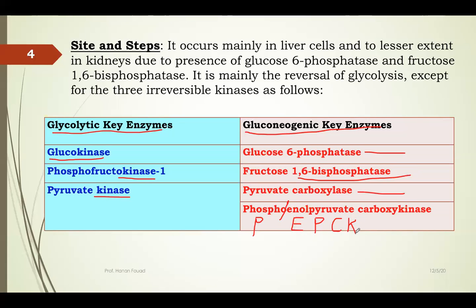PEPCK. Phospho means phosphoric acid. En means double bond. All means hydroxyl. Pyruvic, capital P, pyruvic acid. Carboxykinase, we get C and K. So to reverse pyruvate kinase, we need two enzymes, pyruvate carboxylase and phosphoenol pyruvate carboxykinase.